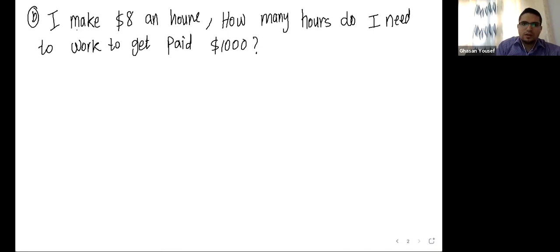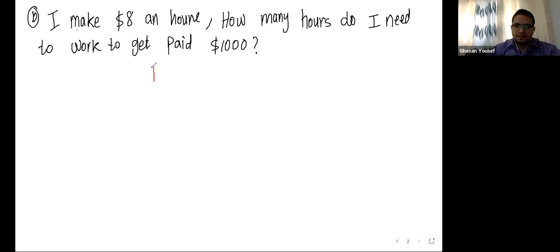Suppose I want to buy a car, and this car costs me $1,000, and the manager in the store where I work gives me $8 per hour. So I need to do a calculation to know how many hours I have to work this week to get this certain amount of money, the 1,000. Students said 125. This is correct. I'm going to explain that.